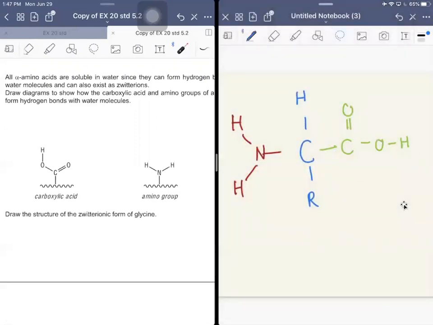In this case, they want you to draw glycine. If you look at your data booklet, glycine will have its R group as a hydrogen.